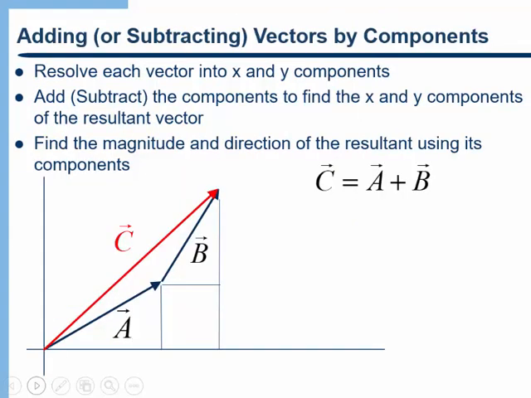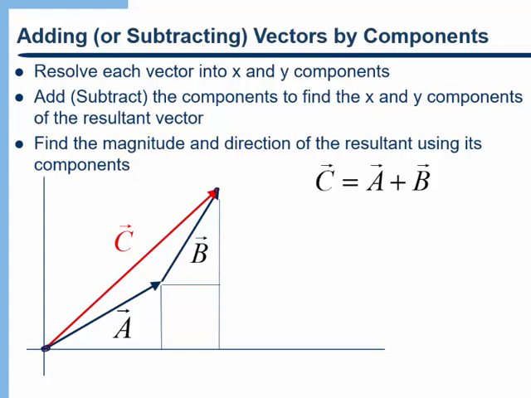Let's look at adding and subtracting vectors with components. If we want to figure out what vector C is, we know already how to do that by drawing pictures. I draw vector A, I take the tail of vector B and put it at the head of vector A, and then vector C goes from the tail of A to the head of B. But obviously we want to do this more analytically.